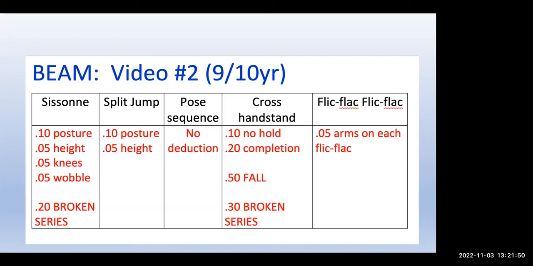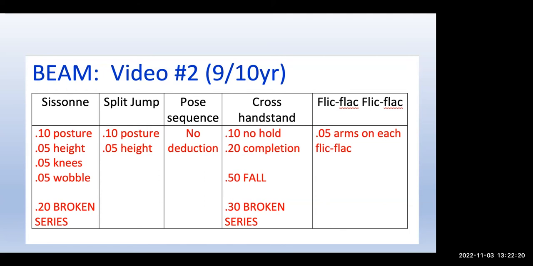Posture, height, execution of the knees, little wobble. So with that little wobble, it breaks the series. 1/10 for posture and height on the split jump. The pose sequence: we didn't deduct anything. The cross handstand has to be held. She didn't hold. Remember though, the hold does not necessarily have to be with your legs joined. It can be with your legs slightly separated, so that's why you won't see a deduction there.